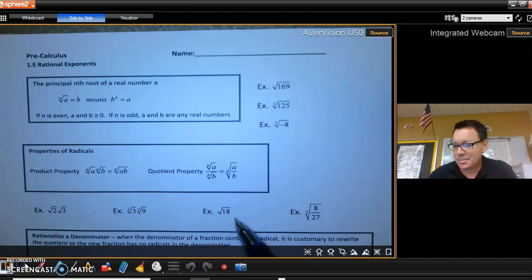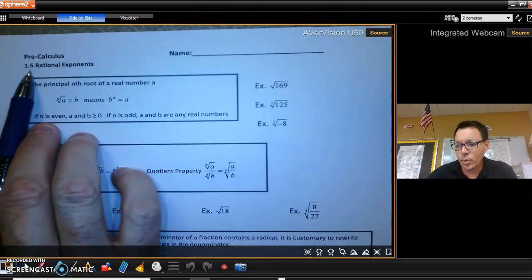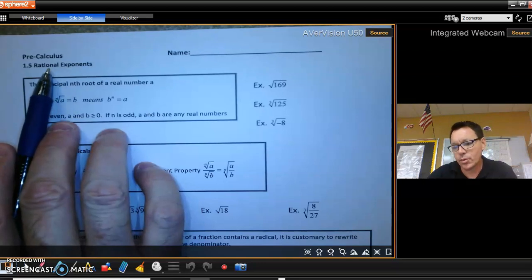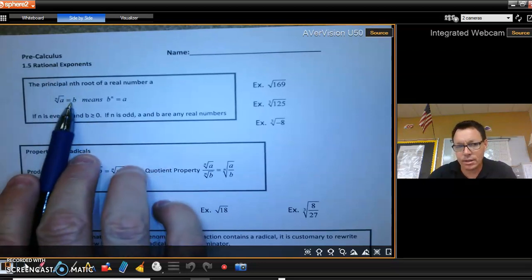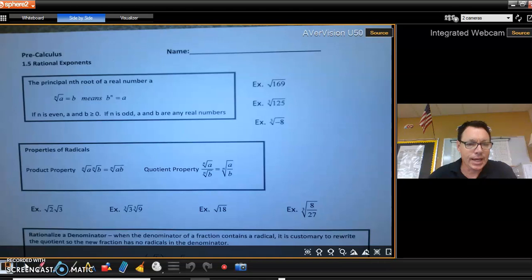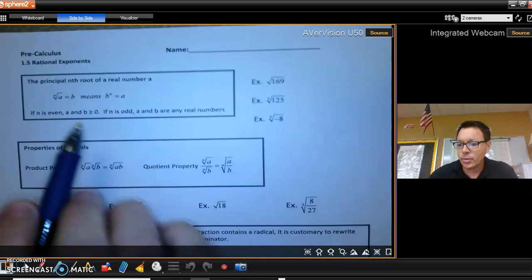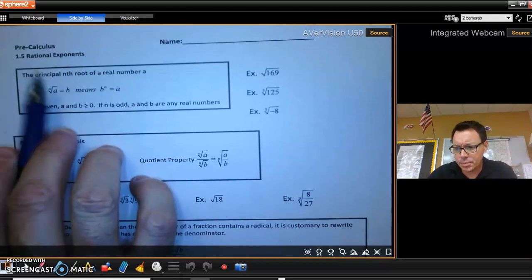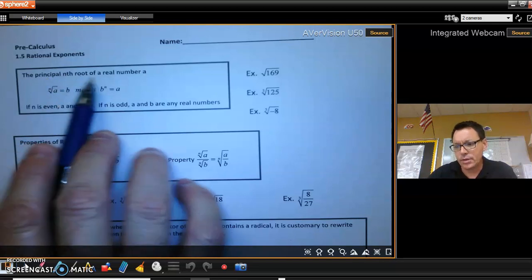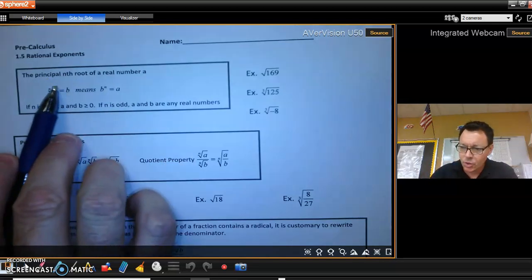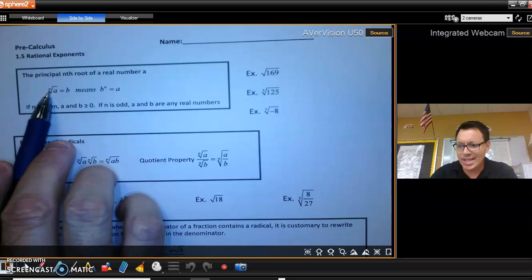Hey guys, today we're going to take a look at 1.5, which is dealing with rational exponents and radicals. So first we're going to take a look at some radicals here. So remember, the principal nth root of a real number, so this is a radical to the nth root. This n right here is called the index of the root.